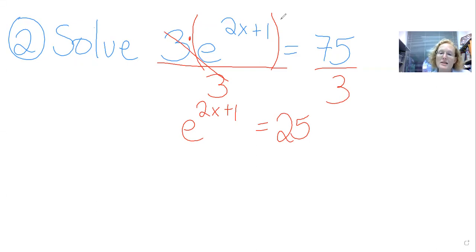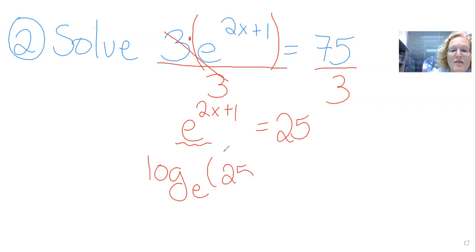Now, once you do this, if you really notice, this is almost the exact same problem as problem 1 was. Now, you have e to a power equals some number. So what we're going to do is take it out of exponential form and put it into log form. Remember, this is my base, so that's going to be the base for my log. So it's going to be the log base e of 25. And then we set it equal to what that exponent was, which in this case is 2x plus 1.